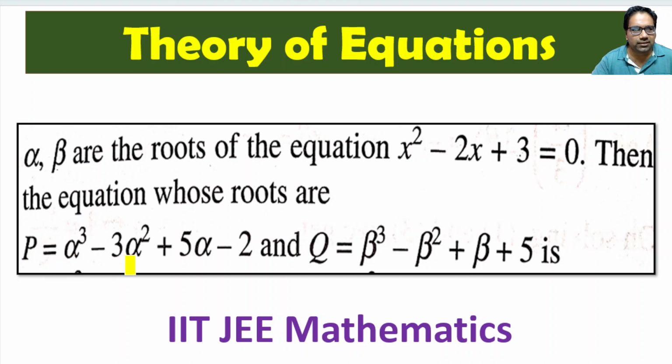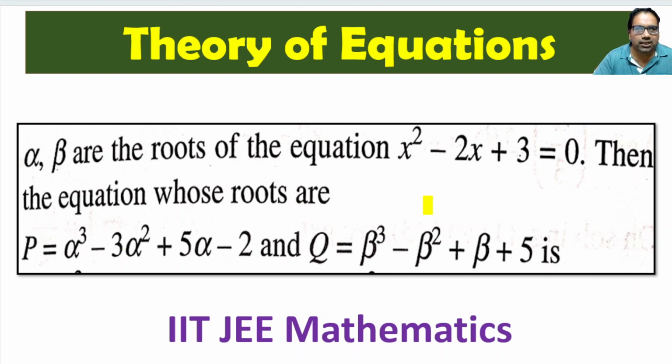P is alpha cube minus 3 alpha square plus 5 alpha minus 2, and q is beta cube minus beta square plus beta plus 5. We know alpha and beta are roots of this equation. One option is we can directly solve this equation and find out what is alpha and what is beta, substitute that in this and calculate what is p and what is q, and then create that equation again whose roots are p and q, like x minus p into x minus q.